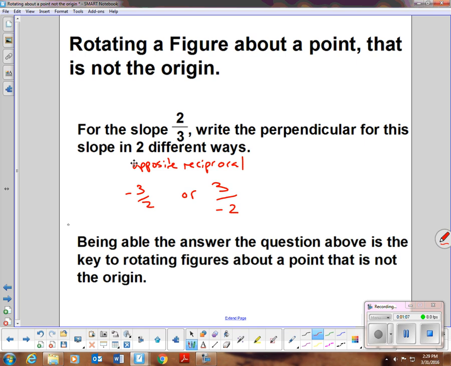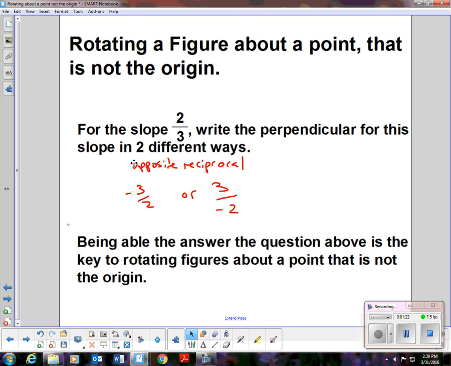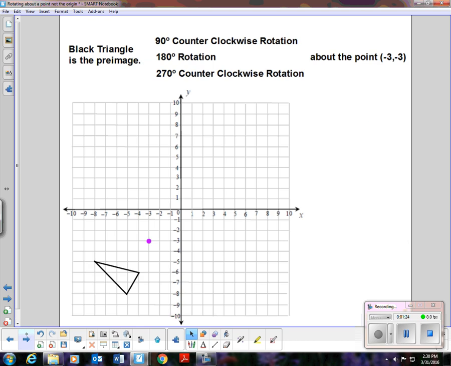So if I look at something, one of these will be a 90 degrees counterclockwise rotation, and the other one will be a 270 degrees counterclockwise rotation. And we'll explain that as we go through the practice problems a little bit. So, we're going to do this the hard way the first time.